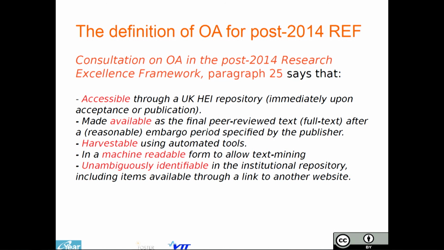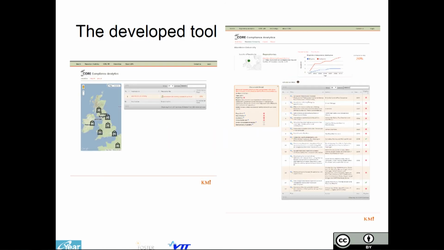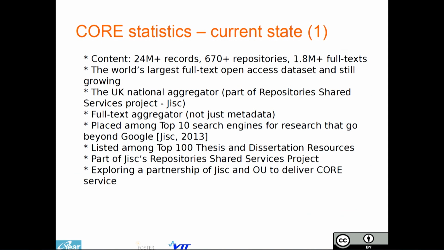What I really don't like about the HEFCE policy that much is that it has long embargo periods and it doesn't specify a specific Creative Commons license, but that's okay. So that's another screenshot of the developed tool. And CORE has 24 million records right now, 670 repositories, 1.8 million full texts.